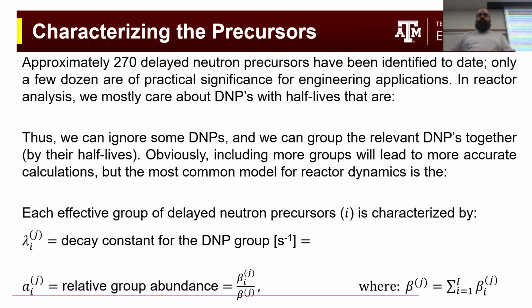So in terms of talking about our precursors, we had already mentioned that there are a lot of precursors. Over 200 have been identified, but we don't keep track of all of them. In fact, we only have to keep track of about a couple dozen, because those are the only ones with time constants over which we really need to worry about them. In general, we care about the delayed neutron precursors with small half-lives, on the order of seconds to minutes.